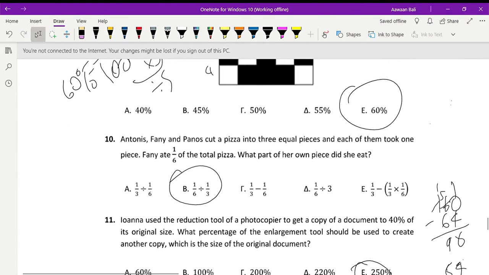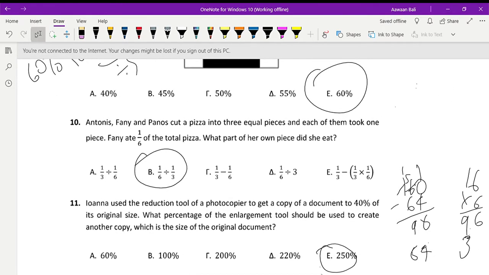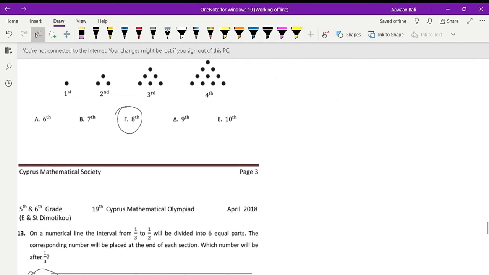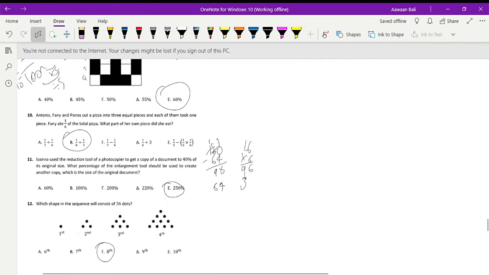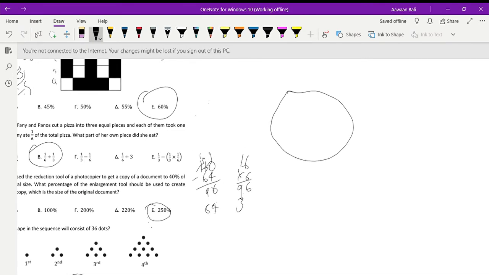Now, question number 10. Antoni, Fanny, and Panos cut up a pizza into 3 equal pieces, and each of them took 1 piece. Fanny ate 1/6 of the total pizza. What part of her own piece did she eat? Okay, so let's just imagine this pizza. It's divided into 3 pieces. Let's say this is Fanny's piece. She ate 1/6 of the total pizza. A half of a third is 1/6, which means she ate this much.